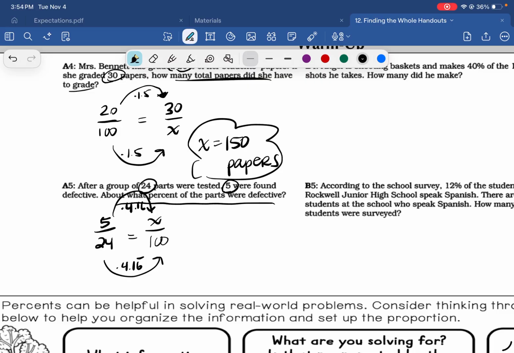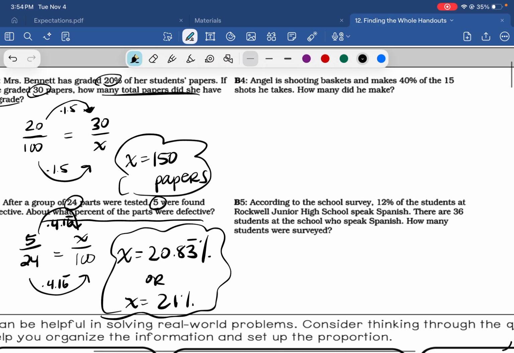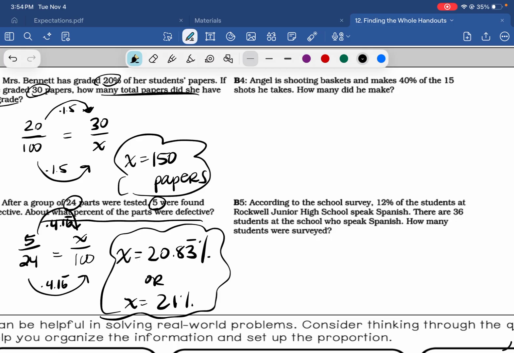So I'm going to do that on the top as well. And if you type that in your calculator, you should get 20.83% repeating. I would also just let you do 21% if you wanted to round it. Either one is fine. Letter B4. Angel is shooting baskets and makes 40% of the 15 shots he takes. How many did he make?